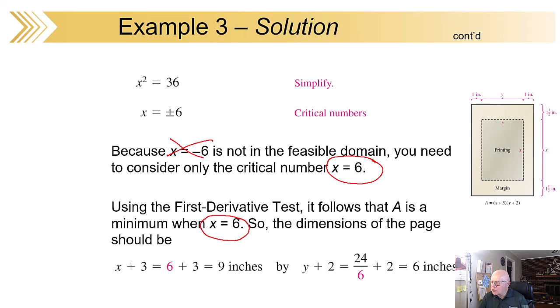And remember, we're looking for this size of the paper. So the paper is going to be x plus 3. That's 9 inches. And the width is going to be y plus 2. Remember, y was 24 over x. So y plus 2 is 6 inches. So that's going to save us the most paper and get us the printable area that we actually need.